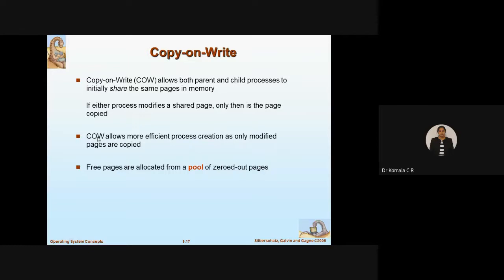That means COW provides efficient process creation. With less time it completes more processes. So free pages are allocated from a pool of zeroed out pages. Whichever page is free can be checked with some table, I mean a pool. Zeroed out pages we are going to find out. You will understand that with the algorithms.